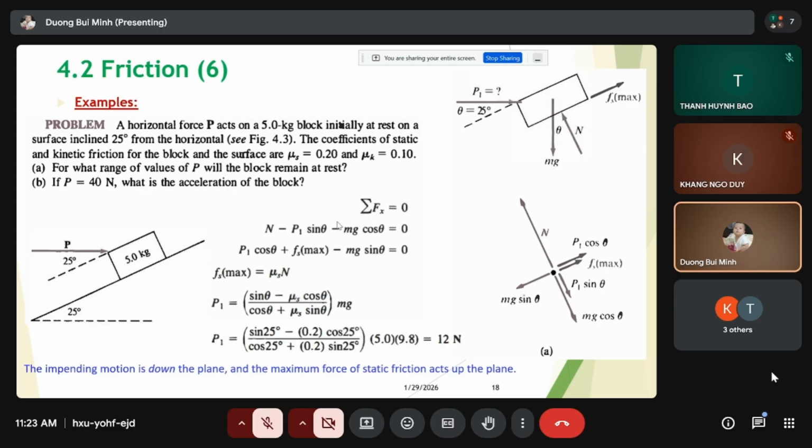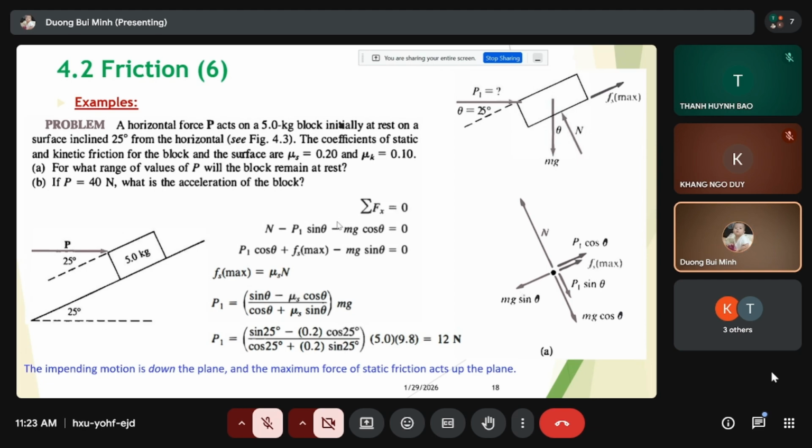Then as we apply Newton's second law, you can get the total net force, and the total net force is zero at rest. No velocity, no acceleration, right? So you get normal force minus V sine theta minus mg cosine theta is 0.